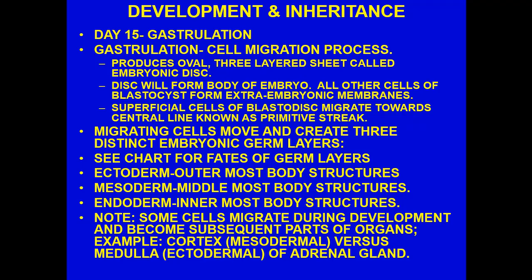This is what I want you to do also. If you go to page 1043, you'll see this vast table of the fates of germ layers. Take time to review them. I don't expect you to memorize everything, so I'm going to give you some heads up on that. But there are some basic structures you need to be aware of. When we talk about ecto, meso, and endo, remember those prefixes tell you where they are. Ecto is the outermost body structures. Meso is going to lead to the middlemost body structures. Endo will lead to the innermost body structures.